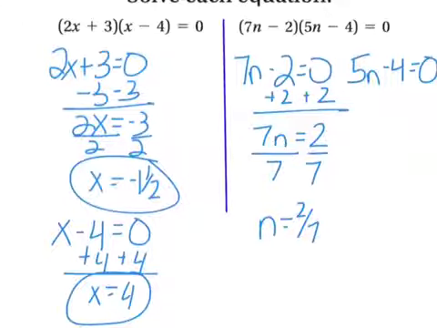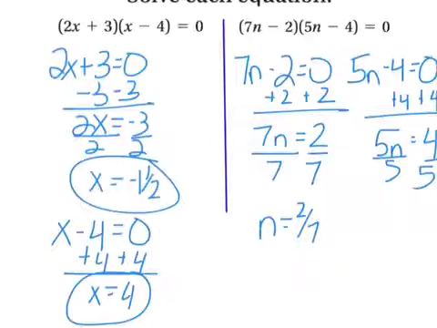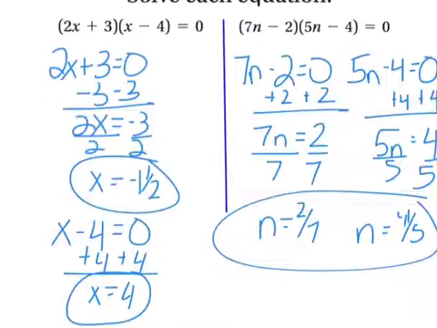For the second one, I need to add 4 to both sides, getting me 5n equals 4, divide by 5, and n equals 4/5. If you think about that graphing method, that would be really hard to approximate those two answers. This is a 4 on the top. That's why we need to know these other methods.